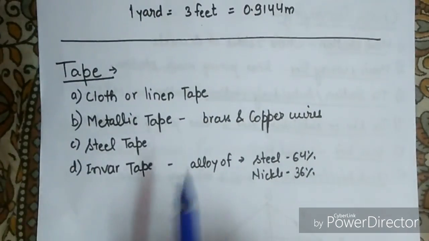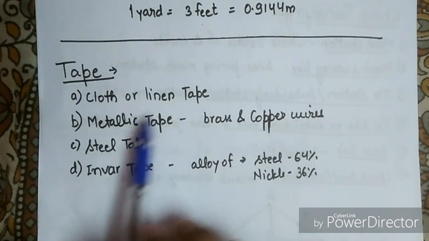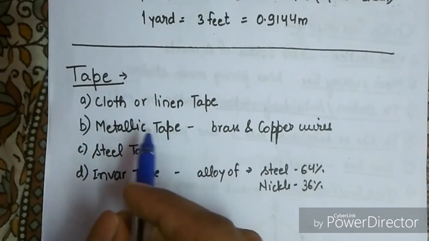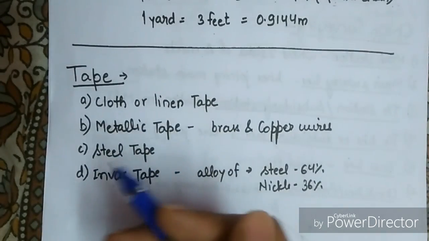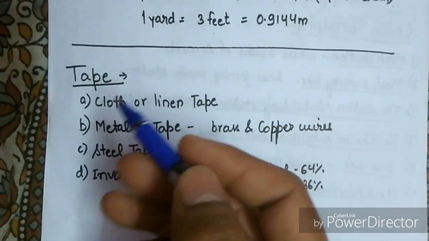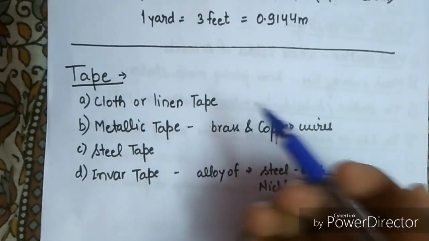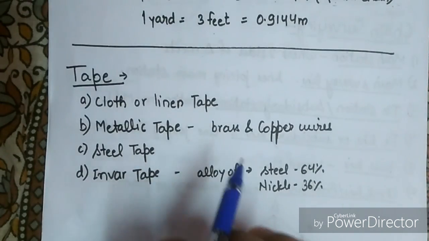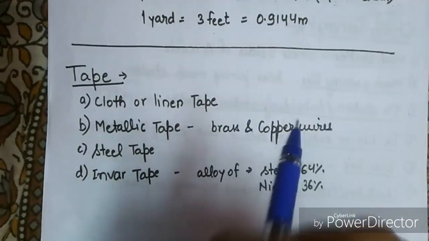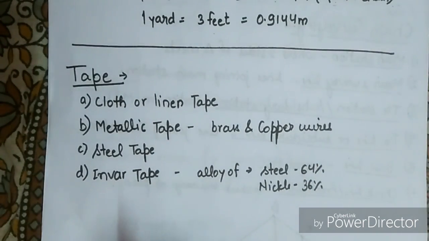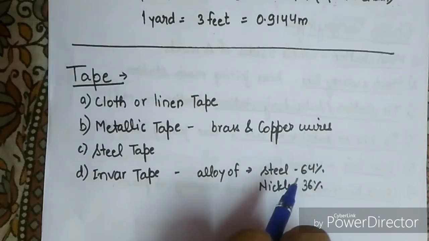Next topic is our tapes. What are the different kinds of tapes? We can see it here: cloth or linen tape, metallic tape, steel tape, invar tape. The cloth or linen tape is made up of closely woven linen or synthetic material and varnished to resist moisture. This tape does not remain straight during strong winds. The metallic tape is made of linen with brass and copper wires woven into it and varnished. The steel tape is made of stainless steel. Invar tape is an alloy of steel and nickel. Steel is 64% and nickel is 36%.